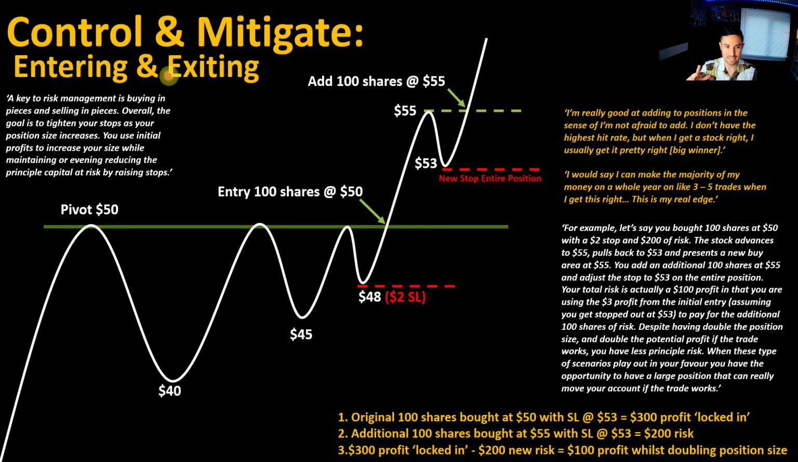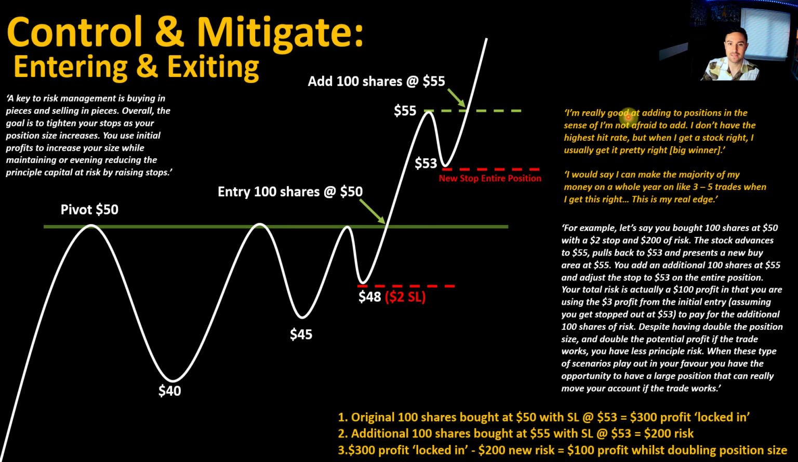So this is thinking about control and mitigate, so entering and exiting. This one is a little bit text heavy, but it really explains how Oliver goes about pyramiding. So a key to risk management is buying in pieces and selling in pieces. Overall, the goal is to tighten your stops as your position size increases. You use initial profits to increase your size while maintaining or even reducing the principal capital at risk by raising stops. This is a Minervini point about using profits to finance future risk. So I'll talk about this example in a minute, because the text is here to describe it.